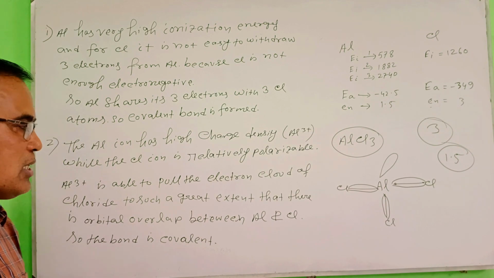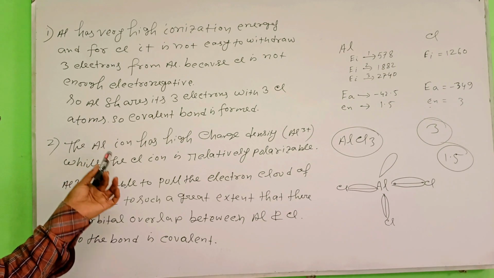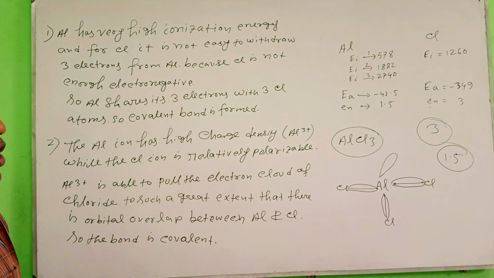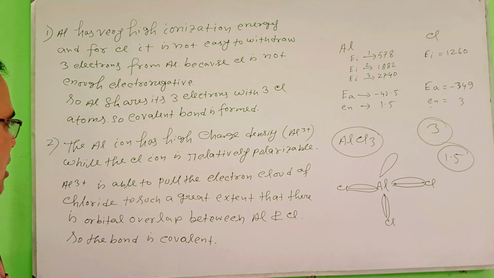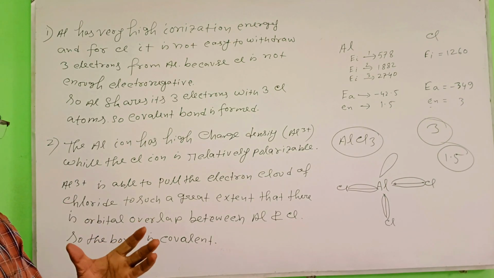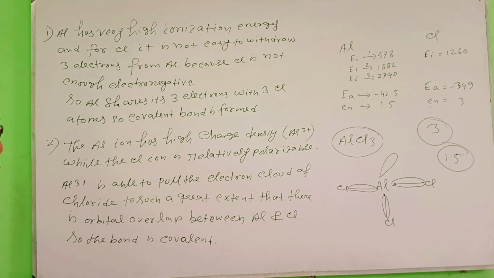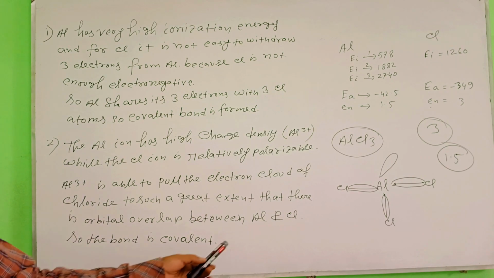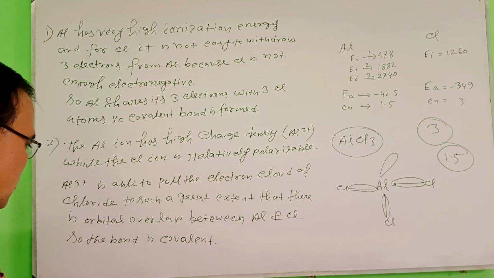Secondly, you can write in your answer that the aluminium ion has high charge density, that means Al3+, while the chloride ion is relatively polarizable. So the Al3+ ion is able to pull the electron cloud of chloride to such a great extent that there is orbital overlap between aluminium and chlorine atoms. So the bond is covalent.